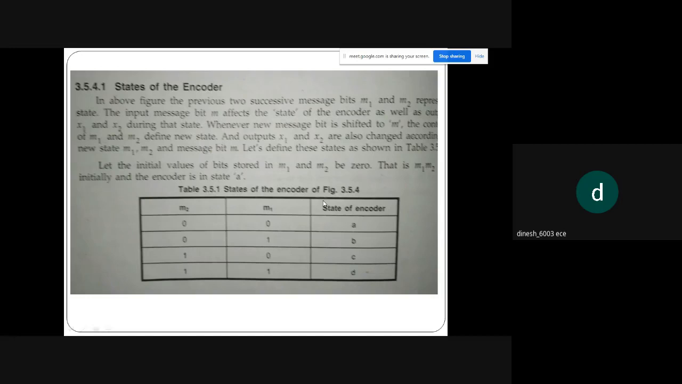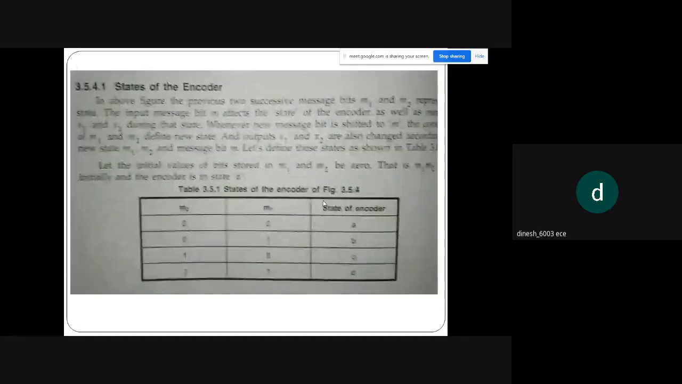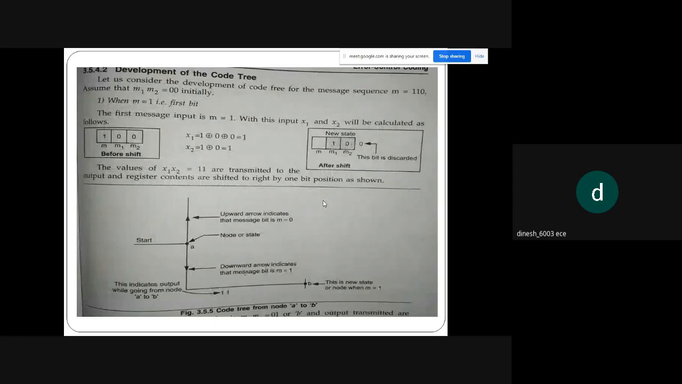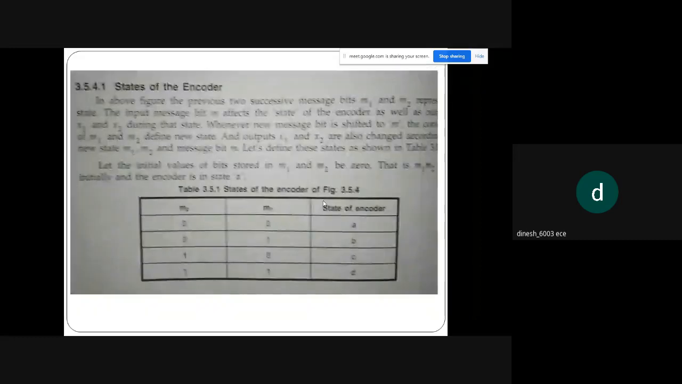So after assigning, we need to develop the states, which is a part of the development of the code tree. So we need to form a tree based upon these states. So how do you form a tree?